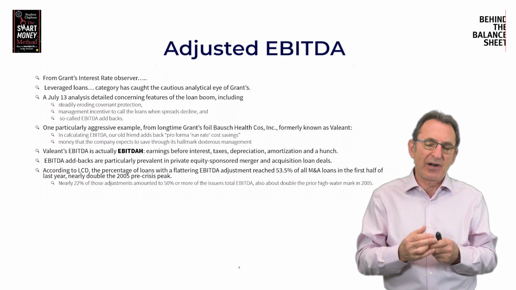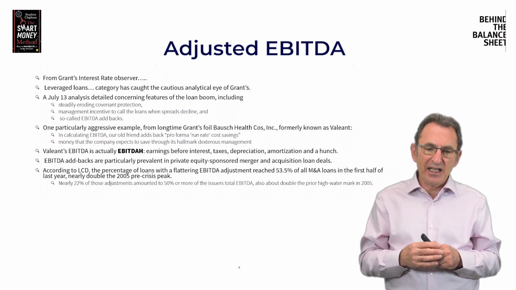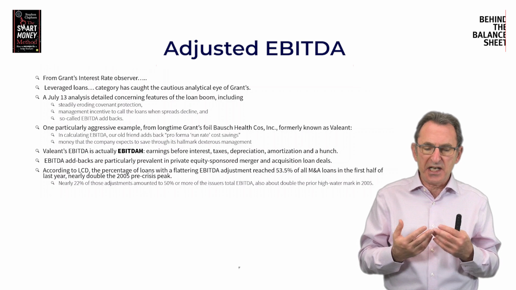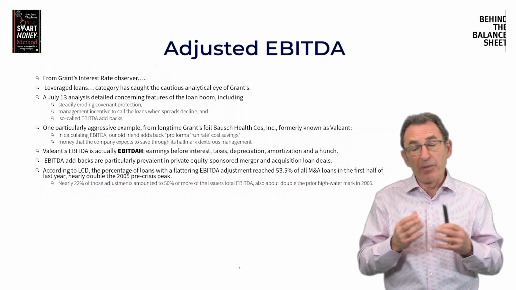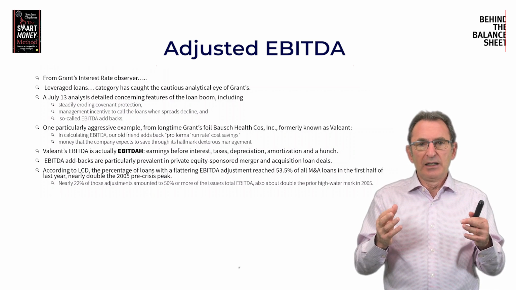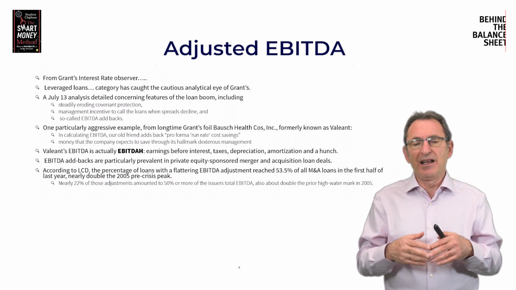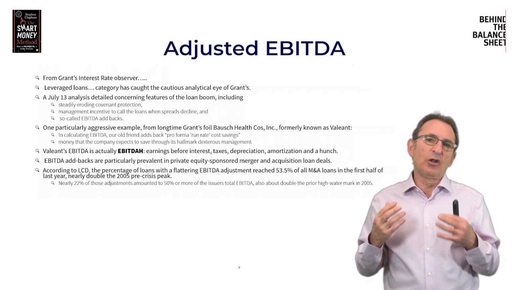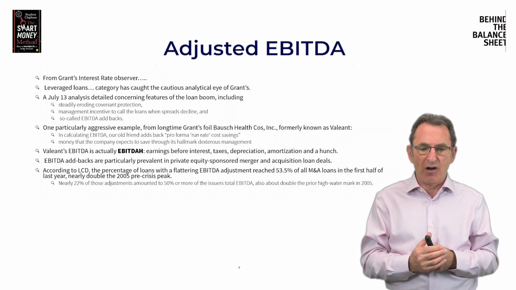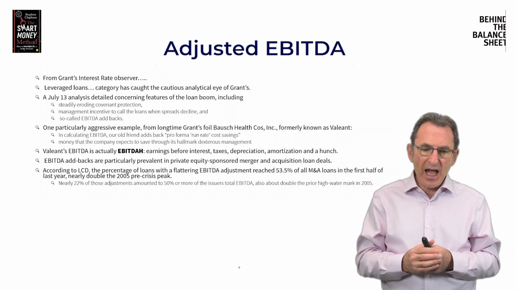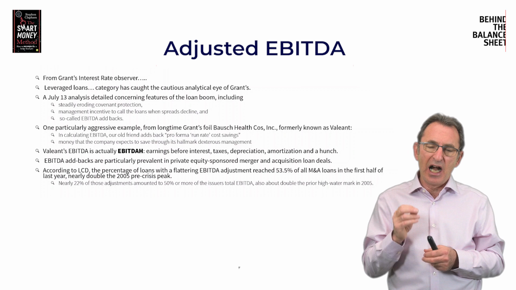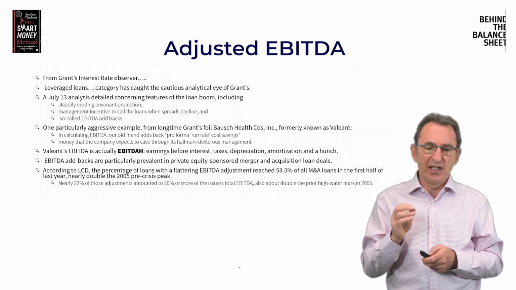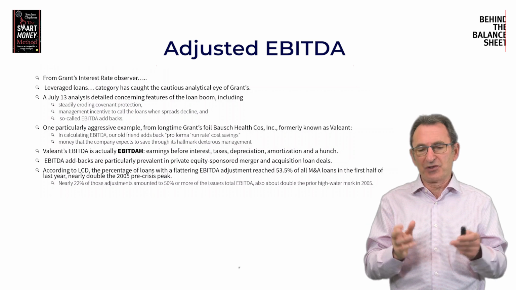But my favorite criticism is from Jim Grant of Grant's Interest Rate Observer, and he was particularly critical of Valeant. I'm sure you're all familiar with the story of Valeant, where it was exposed as being fraudulent in its accounting, and the stock lost $80 billion in a matter of weeks. And Jim Grant describes Valeant's EBITDA as EBITDA-H: earnings before interest, taxes, depreciation, amortization, and a hunch, which I thought was a great description.